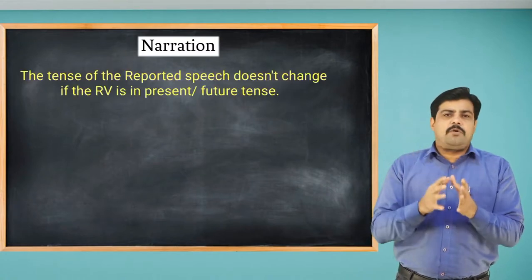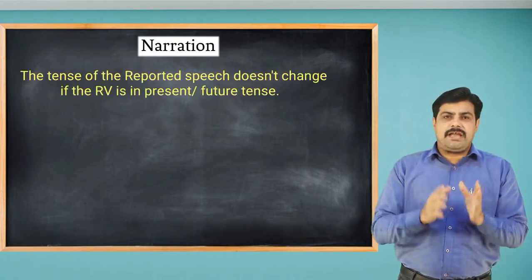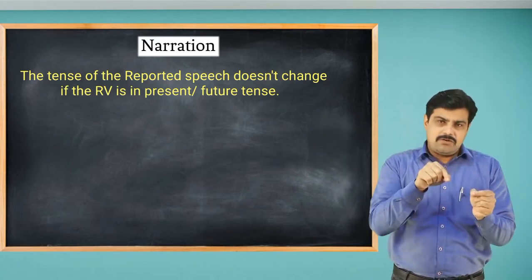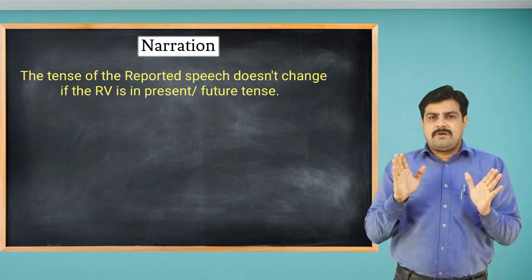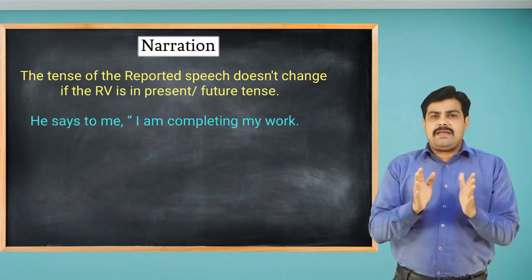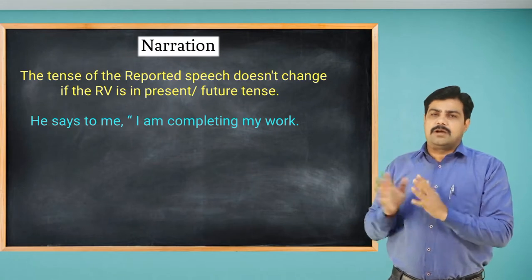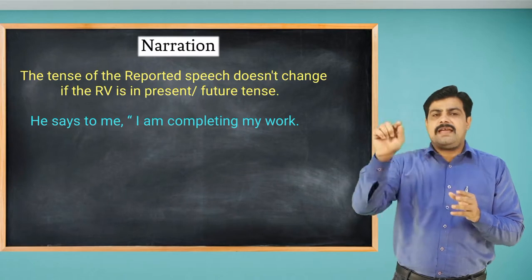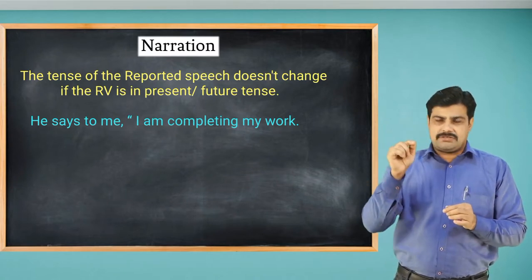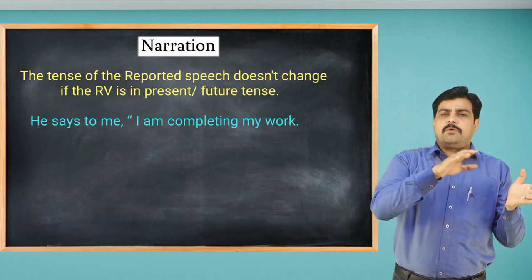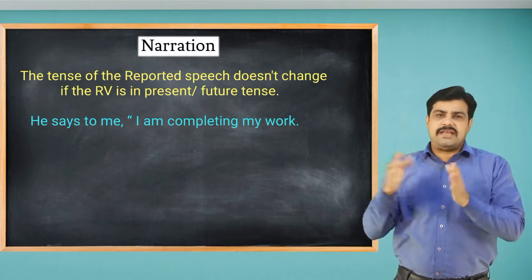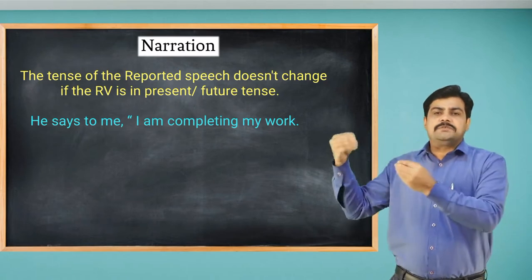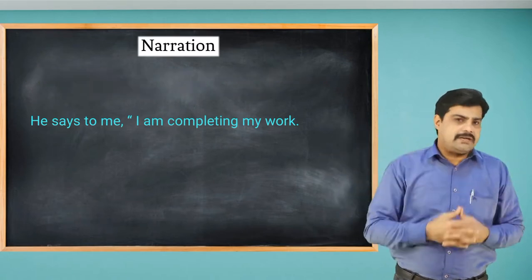The tense of the reported speech doesn't change if the reporting verb, means the first part of the sentence, is in present or in future. For example, he says to me, "I am completing my work." Here you see reporting verb, he says, is in present tense. So the tense of the reported speech will not change. Except it, person and the other parts of speech will change accordingly.